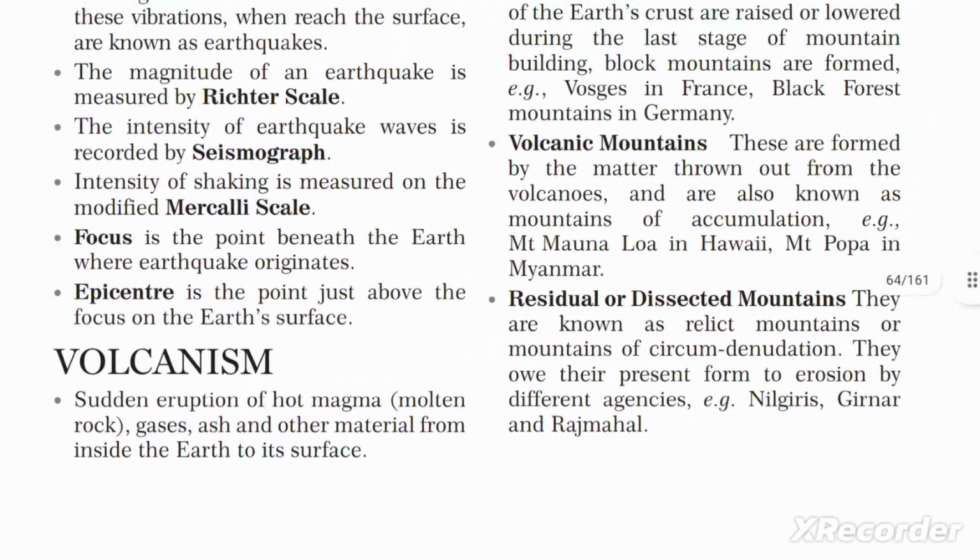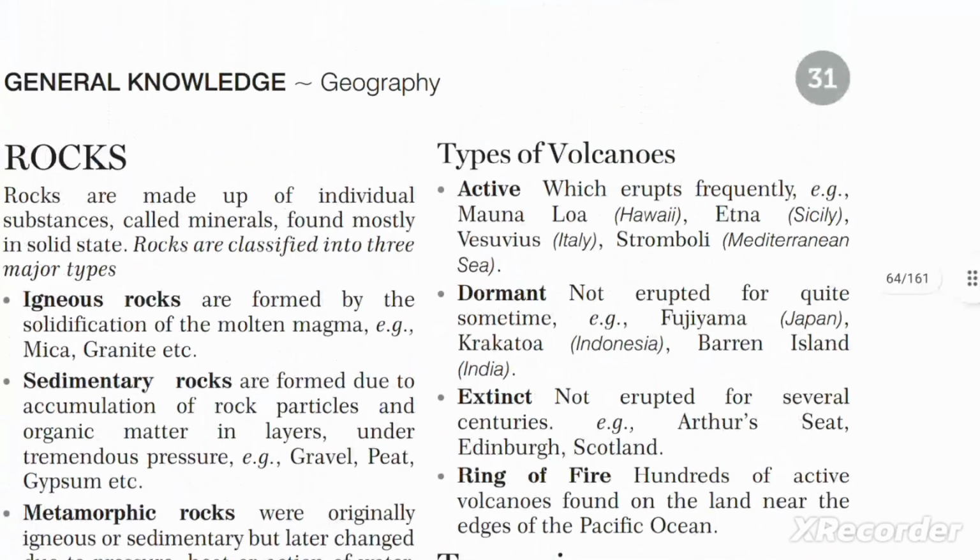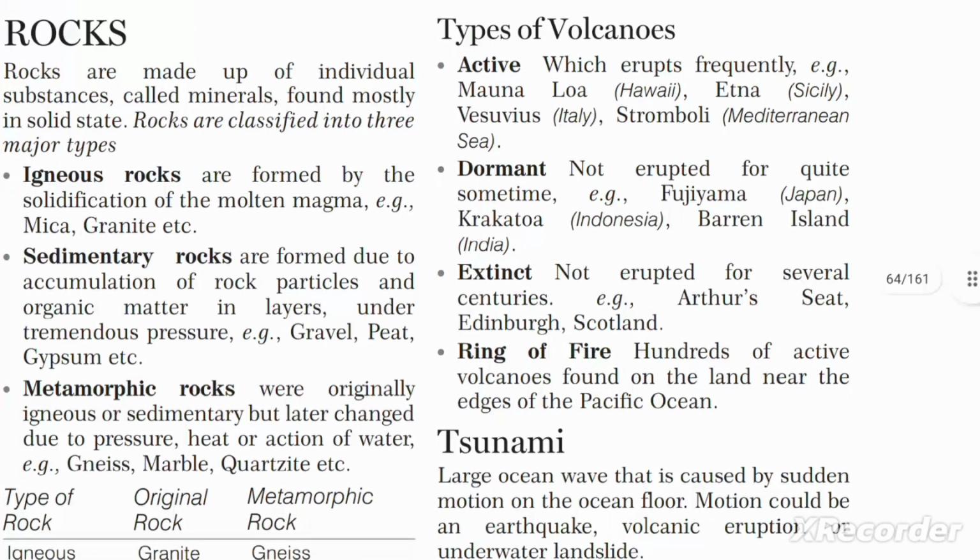Volcanism, sudden eruption of hot magma, molten rock, gases, ash, and other material from inside the earth to its surface. Types of volcanoes: active, which erupts frequently, example Mauna Loa, Hawaii, Etna, Sicily, Vesuvius, Italy, Stromboli, Mediterranean Sea. Dormant, not erupted for quite some time, example Fujiyama, Japan, Krakatoa, Indonesia, Barren Island, India. Extinct, not erupted for several centuries, example Arthur's Seat, Edinburgh, Scotland.